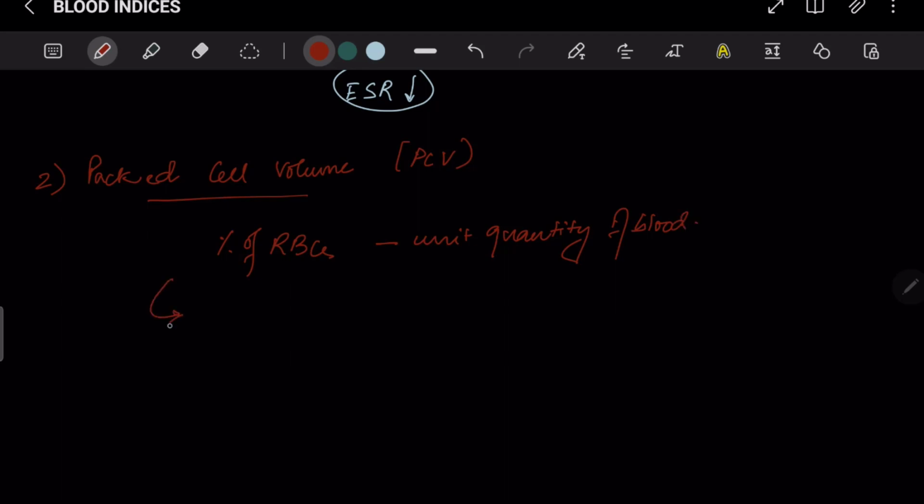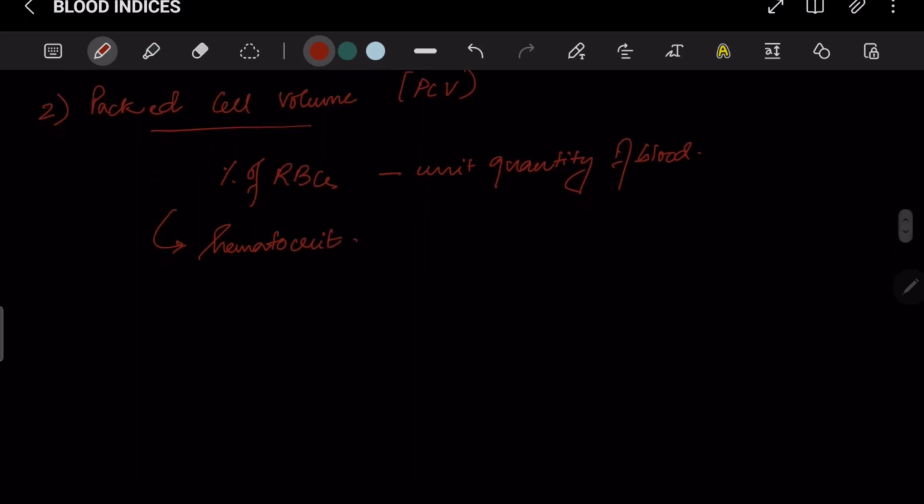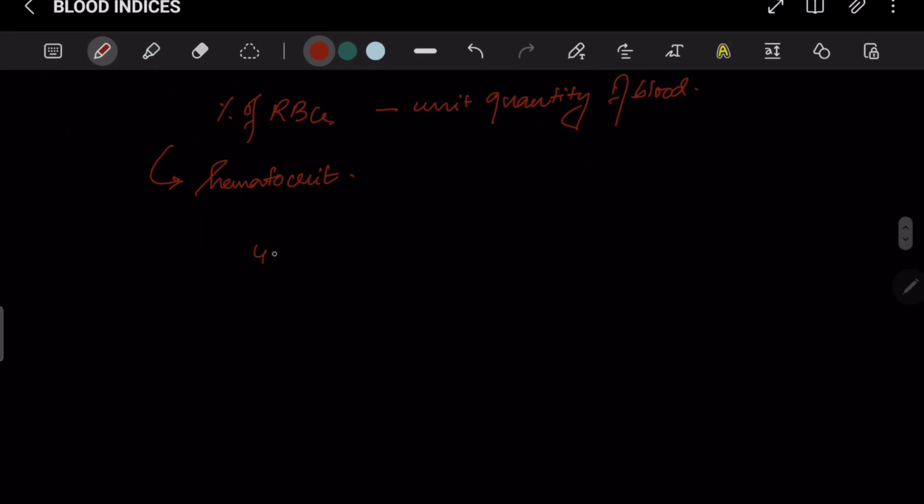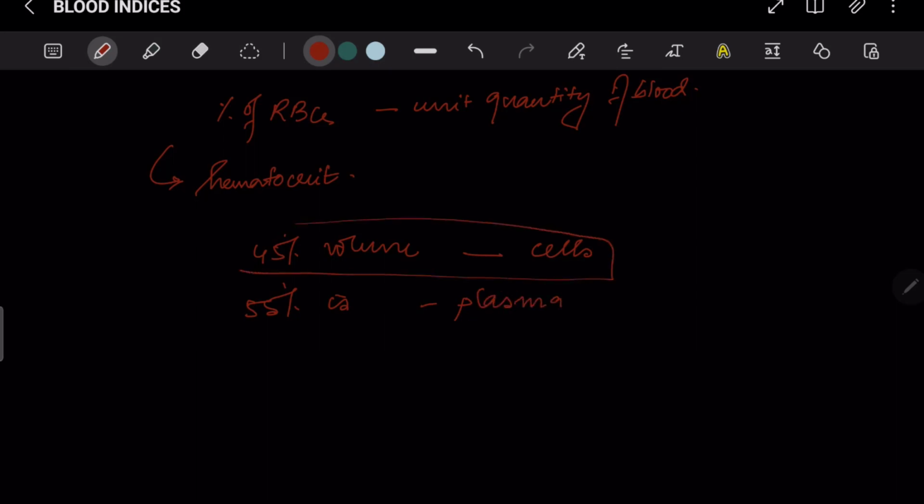This PCV value is also known as the hematocrit. In any unit quantity of blood, roughly 45% volume is of the blood cells, 55% is of the plasma. Now, out of these 45% cells, most of them are RBCs. Thus, we can say that 45% of the blood is about RBCs.